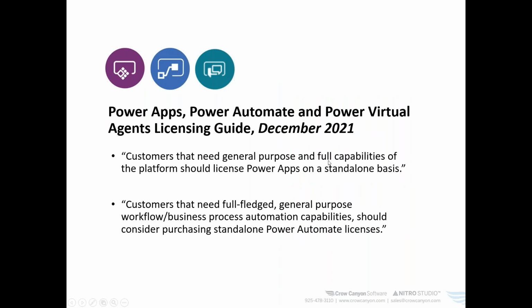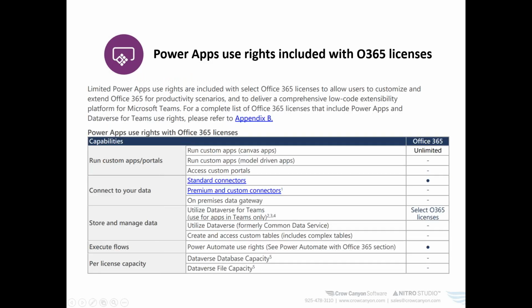Customers that need general purpose and full capabilities of the Power Platform should license Power Apps on a standalone basis. And the same thing with Power Automate: consider purchasing standalone Power Automate licenses. In other words, the seeded version is not enough. Here's what the seeded version is, seeded being the term they use for what is included in your Office 365 licenses.